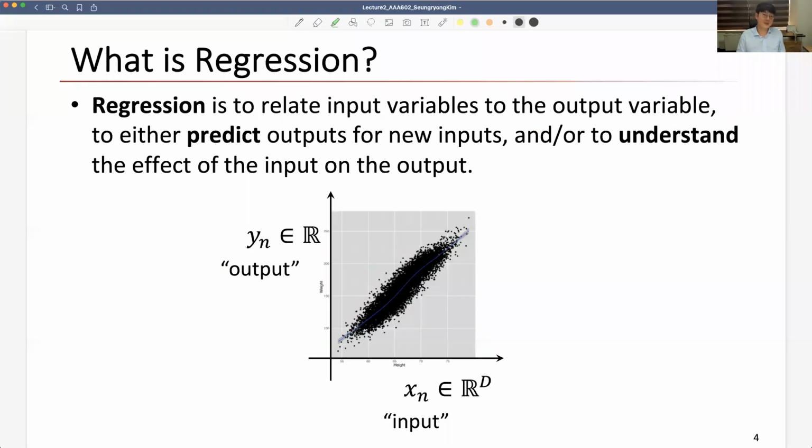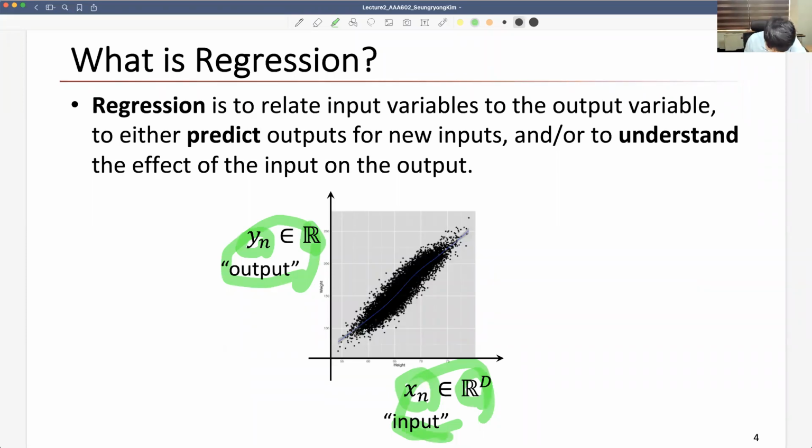Then what is regression? Regression is to relate the input variable to the output variable. As you can see here, let's say our input variable is represented as x_n, as a scalar value or a vector representation, for example in R^d space. Then we want to relate this input variable to the output variable, defined as y_n in R, just the real space or a scalar value.